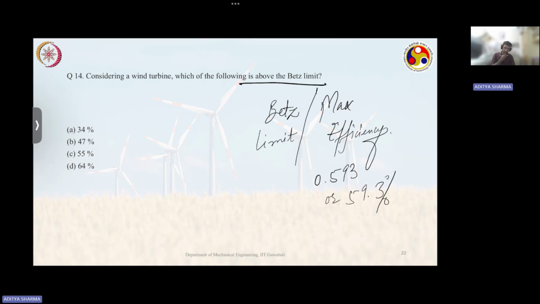So, which of the following is above Betz limit? If you see three options, they are well below your Betz limit. You see the fourth option. This fourth option is above the Betz limit. Okay, 64 is greater than 59.3. D option.